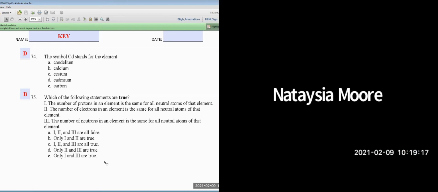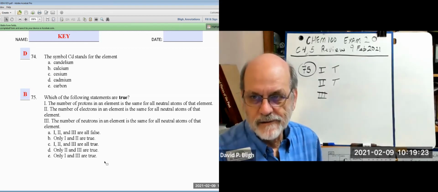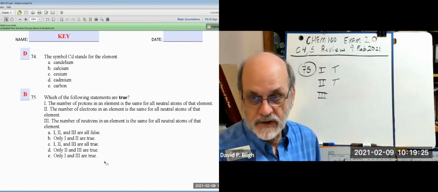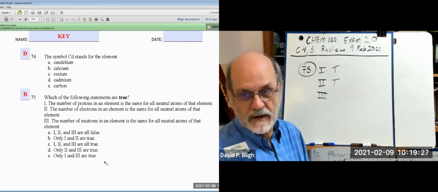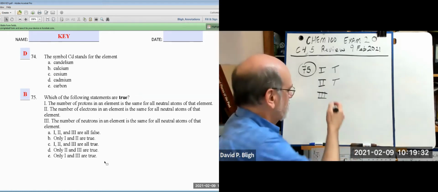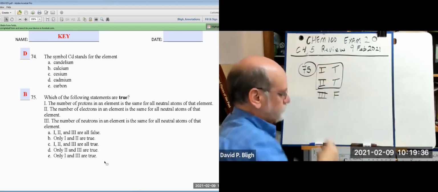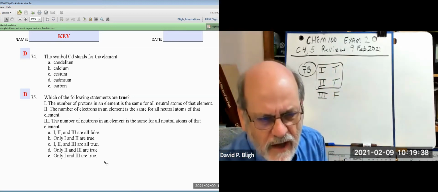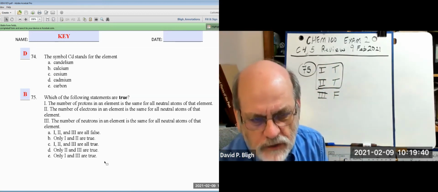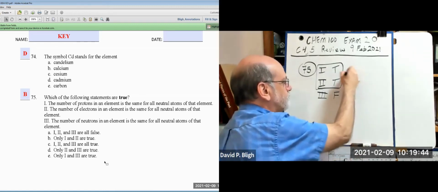Okay. 3, the number of neutrons in an element is the same for all neutral atoms of that element. False, because we know of isotopes now. You can have different numbers of neutrons and have the same element. So that one's false. Only these two are true. So that means only 1 and 2 are true. B. B's the answer for that one.